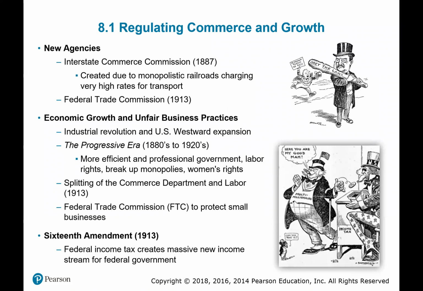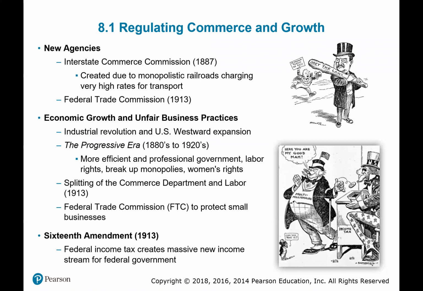So some of the different things that were championed during the progressive era were more efficient and professional government. That was one. Labor rights, and this was also outlawing child labor, women's rights and suffrage, breaking up monopolies, changing the setup of local government and state government, and many other things.